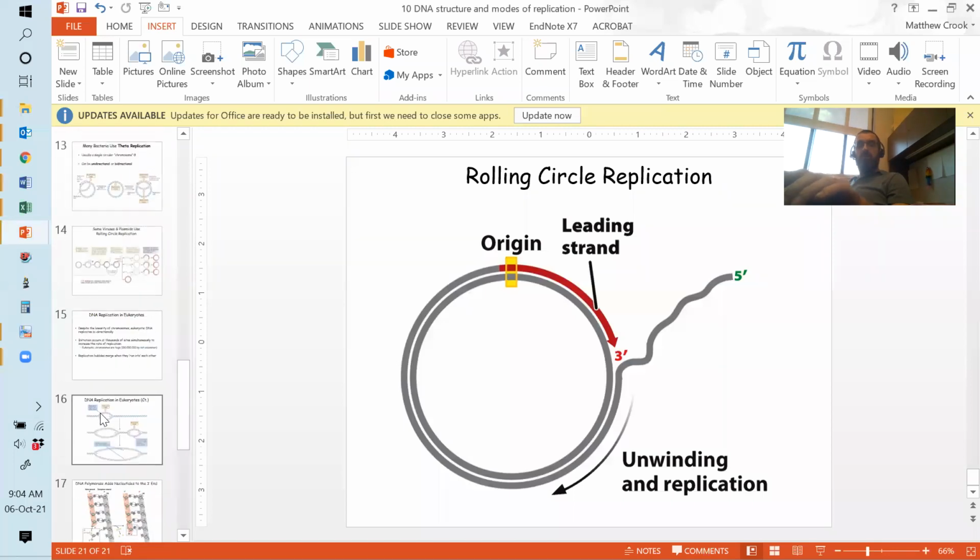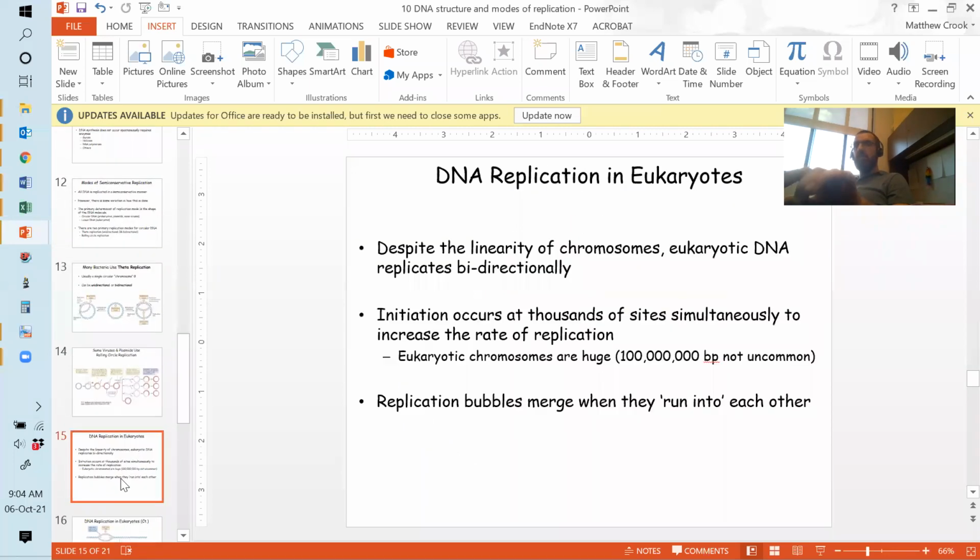We finished up just about here, I do believe. So I want to finish this basic overview and stress a few different things, particularly that of the leading versus lagging strand. And then we'll move on to DNA replication in the different types of organisms that we're looking at. Okay, so we left at the point where we're talking about replication bubbles in eukaryotes and their linear chromosomes.